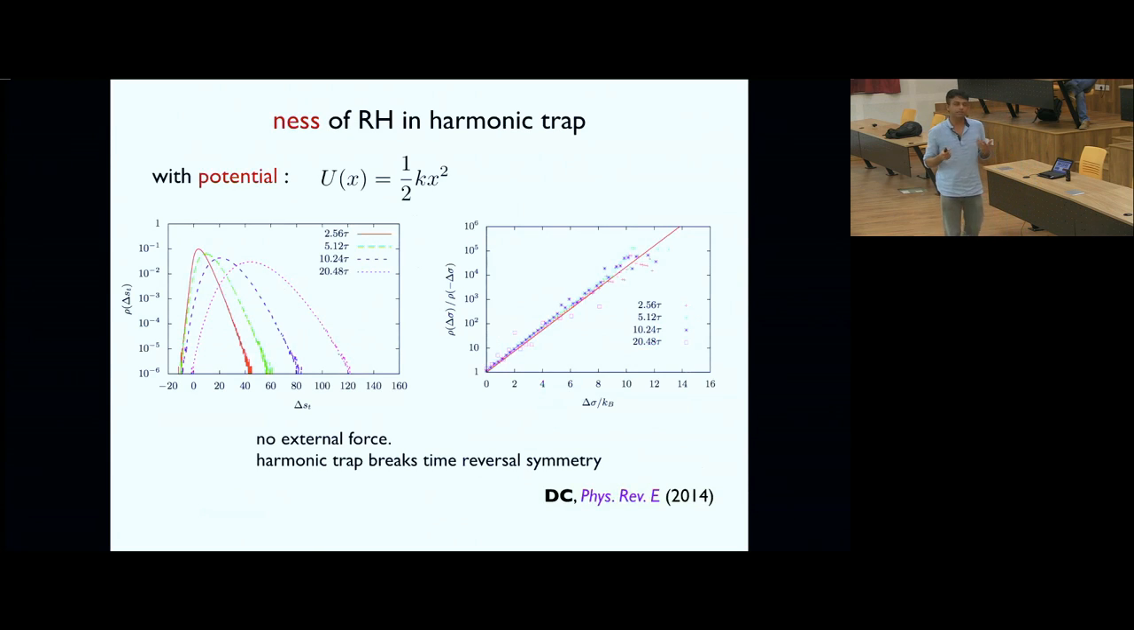The second thing is, if I put this particle under external trap, just a harmonic trap, it's again driven out of equilibrium and it produces entropy by itself. So it starts to behave like a self-propelled particle. And then these are the probability distribution of entropy production, and again it obeys the fluctuation theorem symmetry.